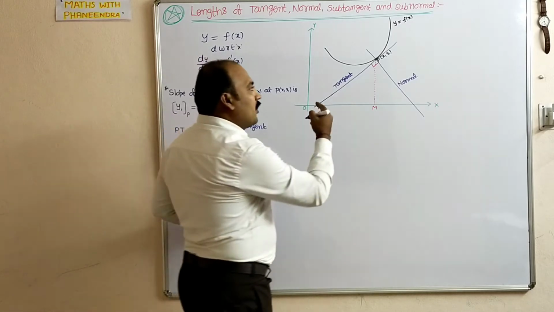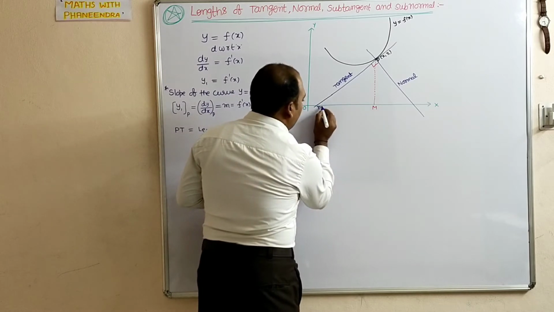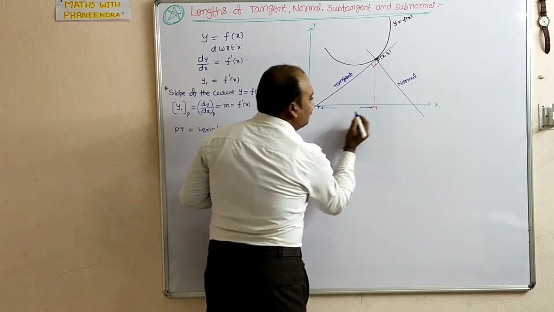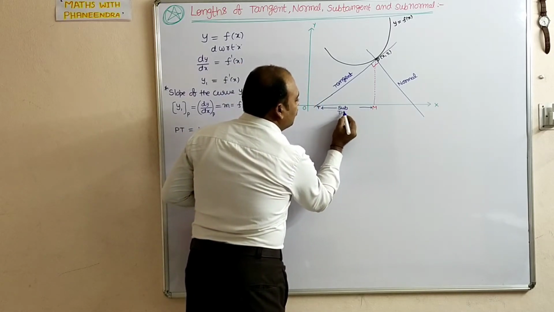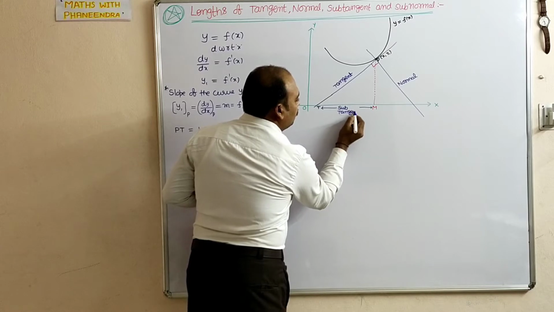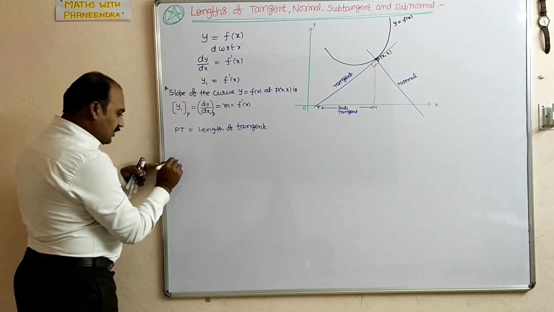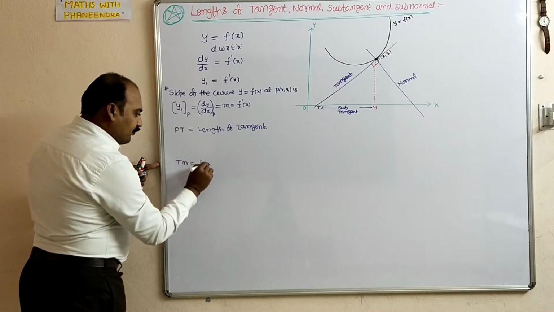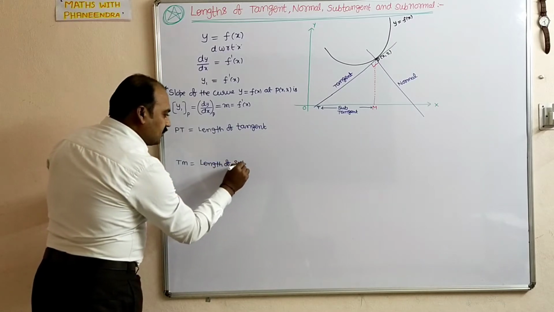Next, from the figure, Tm from here to here, length of subtangent. So from the figure, Tm is equal to length of subtangent.